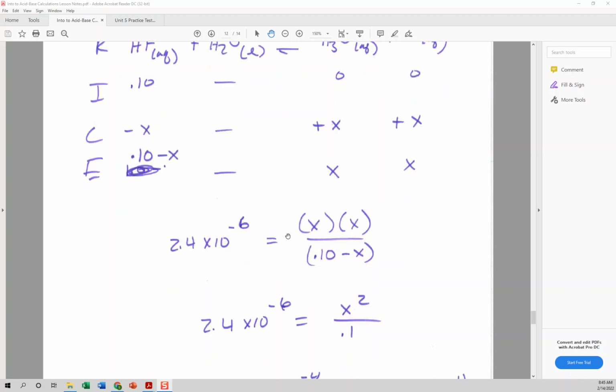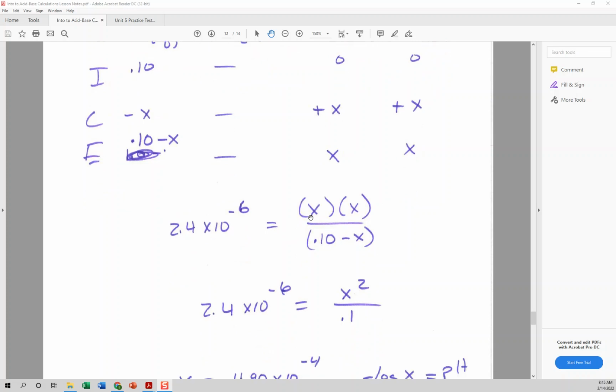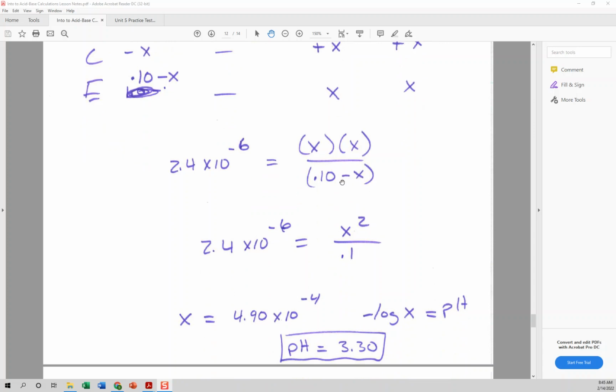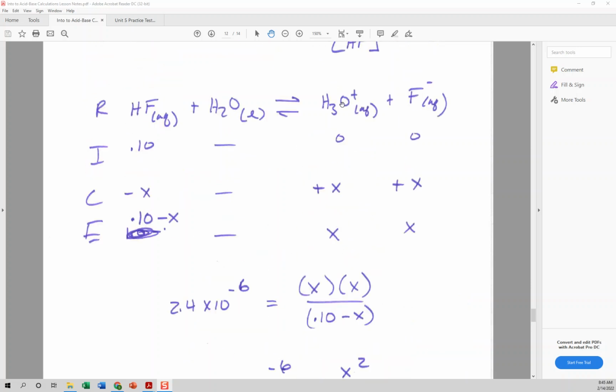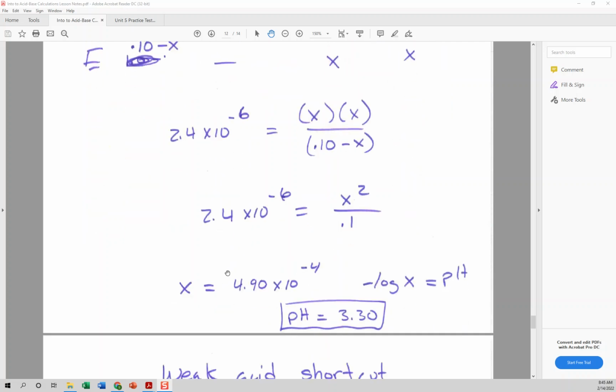So at equilibrium, Ka of the weak acid, which we were given, is equal to X times X over 0.1 minus X. So what we would do is 5% rule this. We would say 0.1 minus X is really going to be close to 0.1, so we get this simplification. So we get Ka equals X squared over 0.1, and that 0.1 was the initial concentration of the HF. And so if we solve for X, X will be our H3O plus concentration, and the negative log of X will be our pH. So we solve for X, take the negative log of that, that gives us our pH.